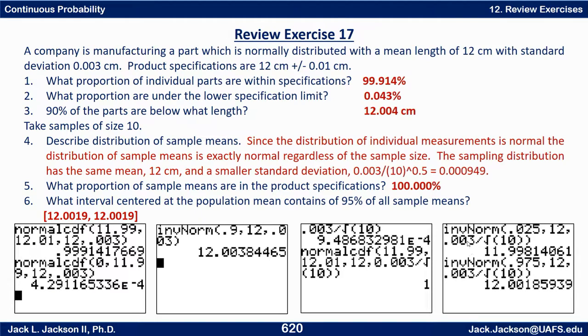The mean is 12. We use the standard deviation of the x bars, 0.003 divided by the square root of 10, because we're talking about the distribution of sample means here, and that turns out to be 11.998. Okay, and that's supposed to be here. Let's fix that. Okay, that's the lower part of our interval.